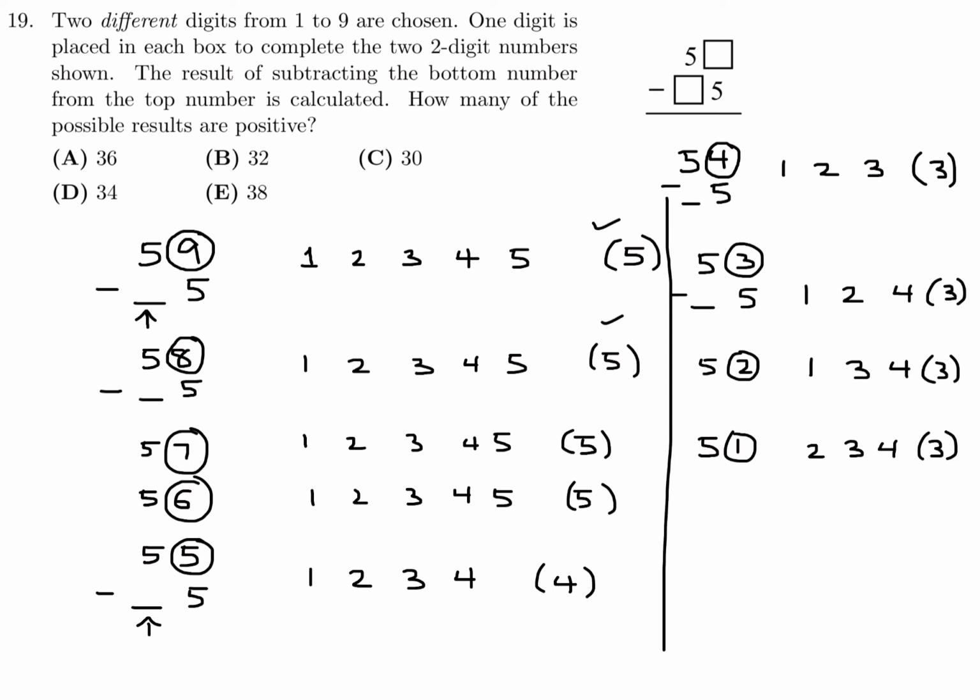So we have 5, 5, 5, 5, that's 20, 24, and then 3, 3, 3, 3, another 12. 24 plus 12 is 36. Number 19, that would be A.